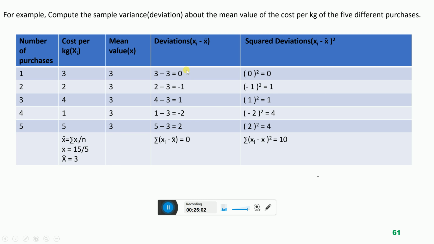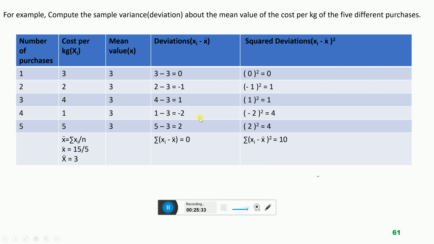So 0 deviation: the first data item represents no deviation from the mean value. The second data item represents a one value deviation to the left of the mean because 2 is less than 3. And the third data item represents a one value deviation to the right of 3 because the data item is 4. This is one value to the right of the mean value 3. And minus 2 represents 2 deviation and plus 2 represents 2 deviation.